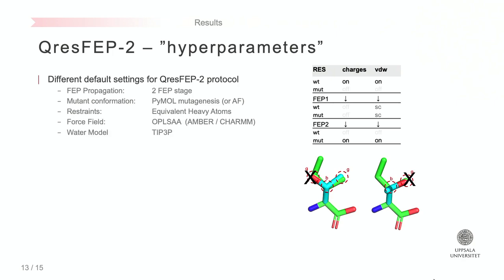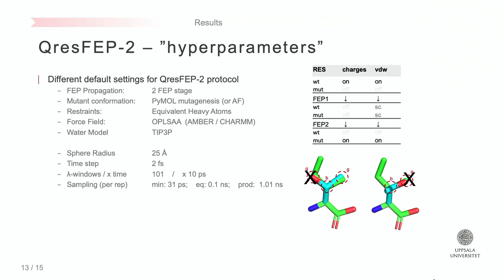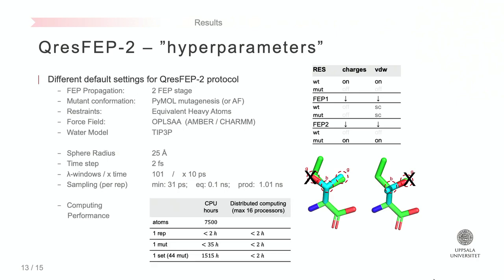We've tested and benchmarked our protocol with the OPLS-AA force field, but we can also use it with Amber and CHARMM, and we use the TIP3P water model. And these are some settings for the sphere radius, time step and the lambda propagation that we use. And I wanted to show the computing performance: running the full set, if you have distributed computing available, for us with maximum 16 processors, we could run the whole set in less than 2 hours, which we're quite happy with.